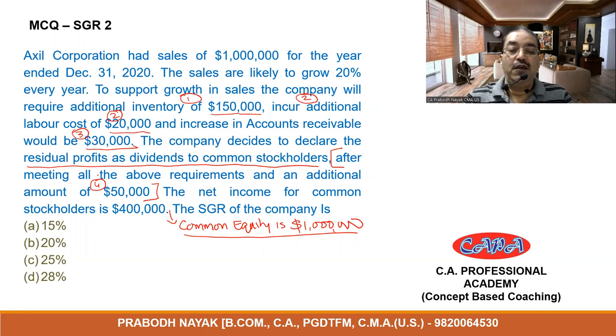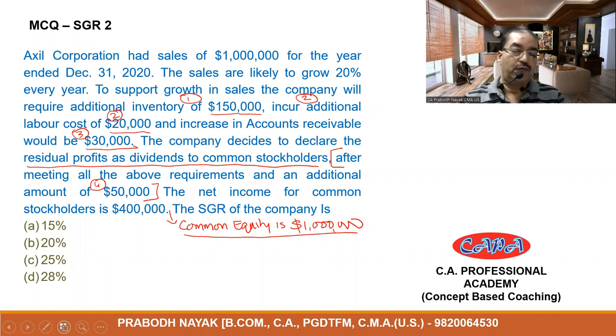So how much do I have to keep aside? 150 plus 20, 170. 170 plus 30, 200,000. 200,000 plus 50,000, $250,000. I have to set aside $250,000. It means that $250,000 should be my retained earnings.